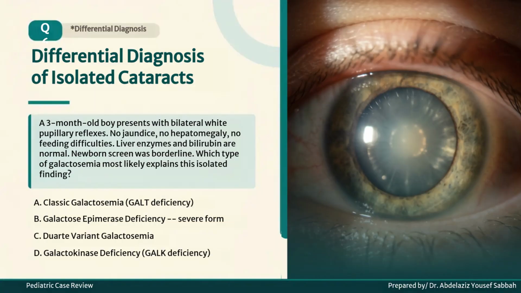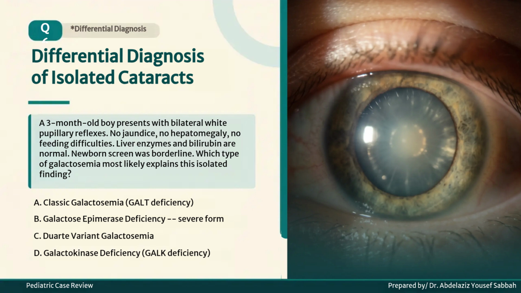Case 6. A 3-month-old boy presents with bilateral white pupillary reflexes. There is no jaundice, no hepatomegaly, and no feeding difficulties. Liver enzymes and bilirubin are normal. The newborn screen was borderline. Which type of galactosemia most likely explains this isolated finding?